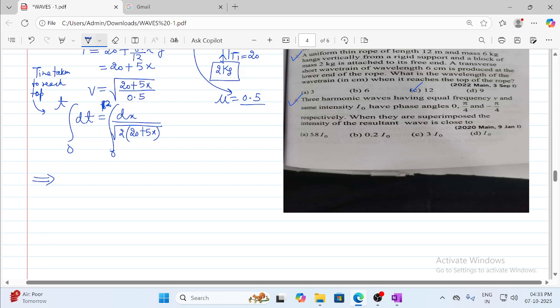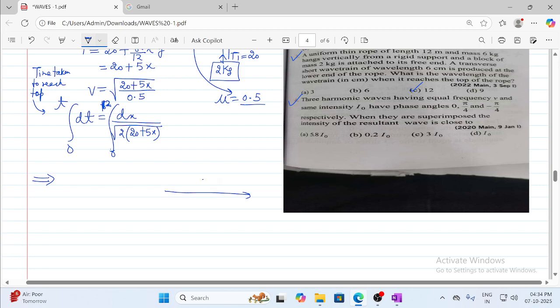And it's coming like root 2 plus 1. So that will be, I think, root 2 is 1.4. Root 2 plus 1. Okay, not an issue. We will check it. Three waves with the same frequency and same intensity I naught. When they are superimposed, the intensity of the resultant.